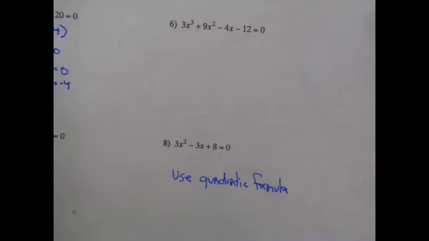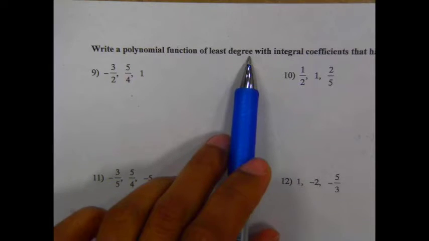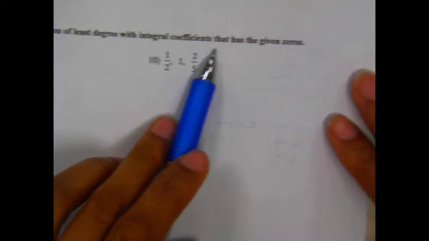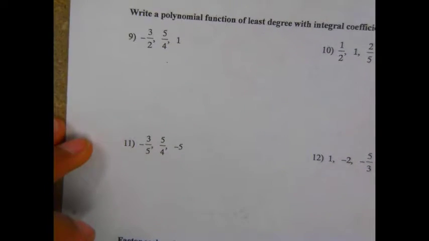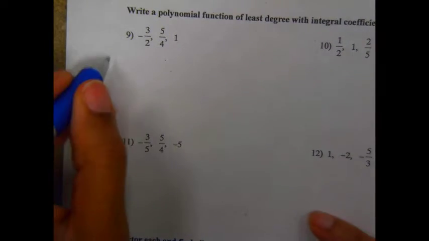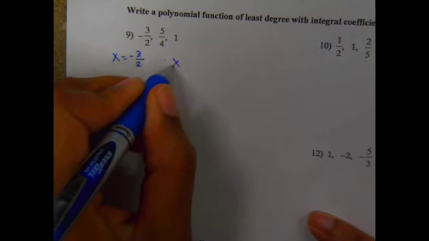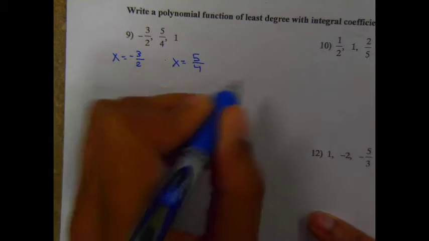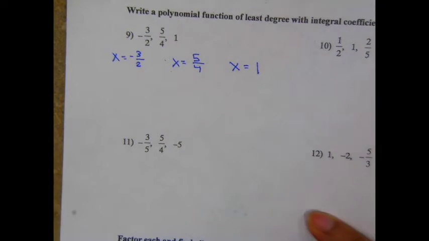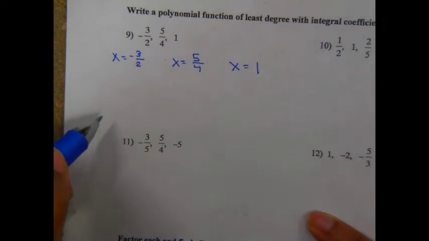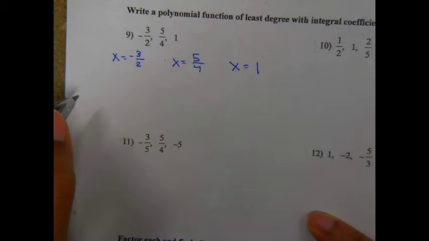Alright, so let's look at the back then. The directions say to write a polynomial of least degree with integral coefficients that has the given zeros. So this time you already have the zeros. If these are the zeros, then that means that x equals negative 3 over 2, x equals 5 over 4, and x equals 1. Those are my 3 zeros that I've got. I'm going to take each of these zeros and work backwards to find the factors. Then we can use the factors to get the equation.